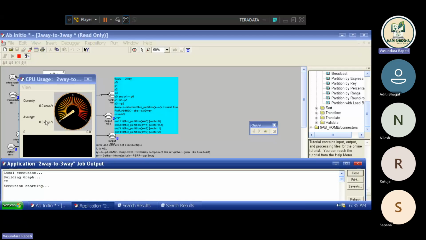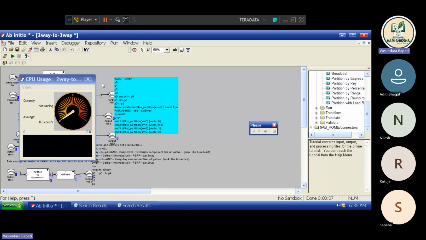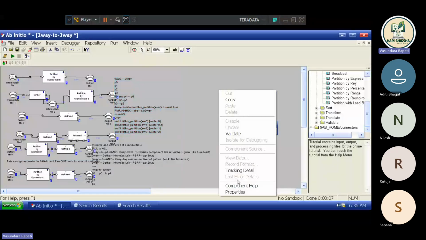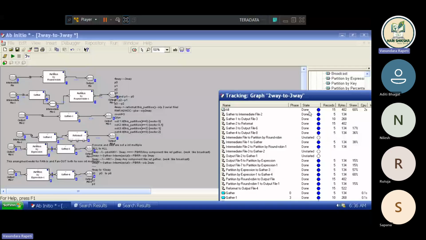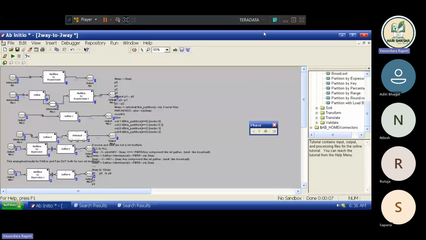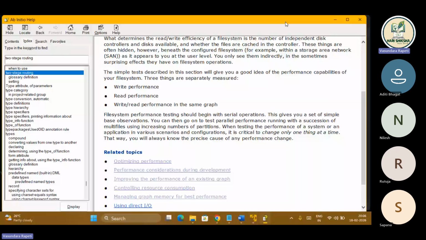I don't think it will work here for very small process. Yeah, it doesn't show anything. But this is for CPU, not for anything. And in tracking detail, we can track RAM and hard disk health, CPU health also by tracking detail. Also, we can check CPU health.